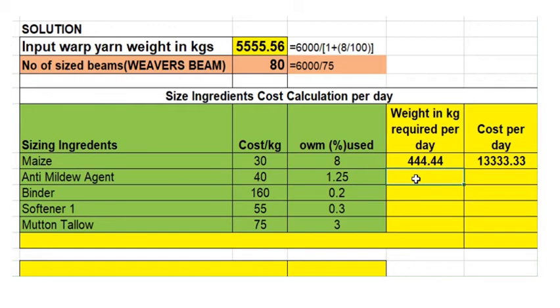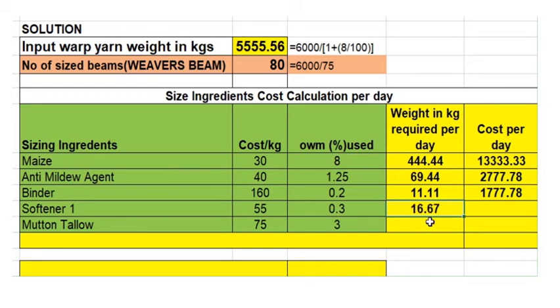Next is the weight of the anti-mildew agent. Similarly, it is 5,555 into 1.25 divided by 100, we get 69.44, and the cost per day is 69.44 into 40, we get 2777.78. Next is the binder. Binder is 5555.56 into 0.2 divided by 100, we get 11.11. 11.11 into 160, cost per kg, we get 1777.78.